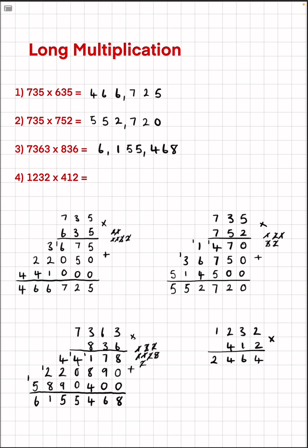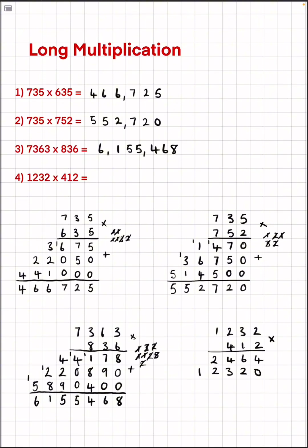Instead of doing 10 times 2, we're going to put the 0 here and do 1 times 2, which is 2. 1 times 3 is 3. 1 times 2 is 2. 1 times 1 is 1.